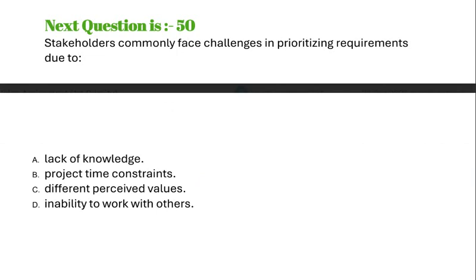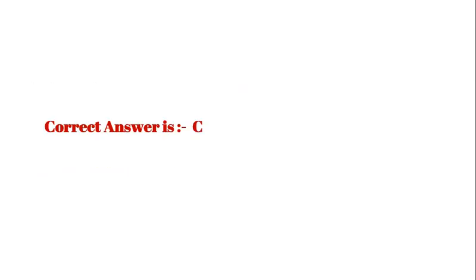Question is, stakeholders commonly face challenges in prioritizing requirements due to: Option A, lack of knowledge. Option B, project time constraints. Option C, different perceived values. Option D, inability to work with others. Correct answer is option C.